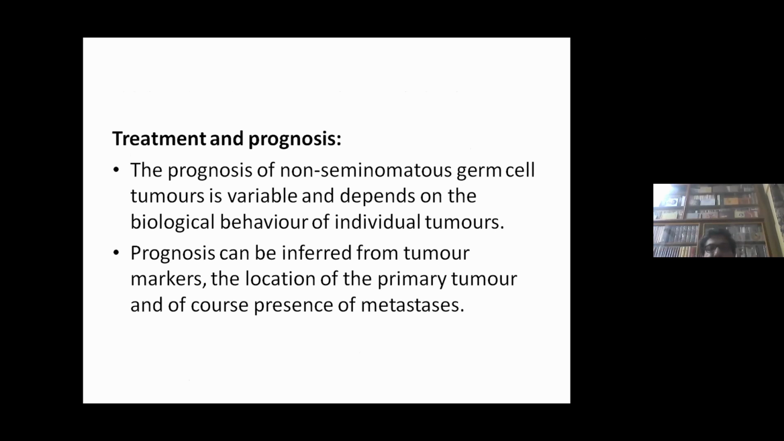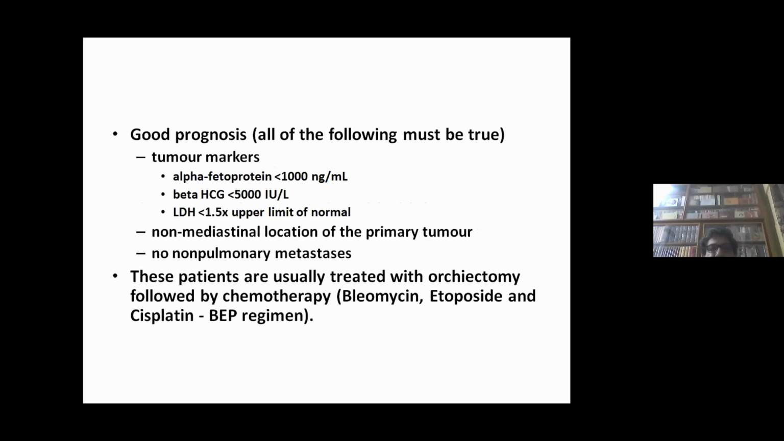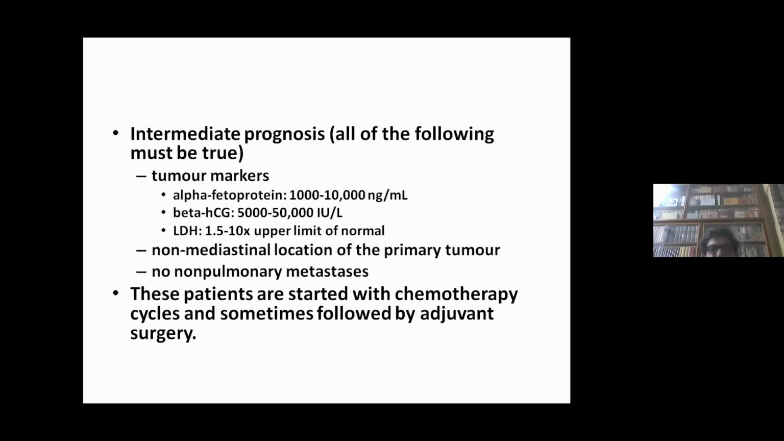Treatment and prognosis. The prognosis of non-seminomatous germ cell tumors is variable and depends on the biological behavior of the individual tumor. Prognosis can be inferred from tumor markers, the location of the primary tumor, and of course, presence of metastasis. Good prognosis: tumor markers alpha fetoprotein less than 1000, beta HCG less than 5000, and LDH less than 1.5 times the upper limit of normal, non-mediastinal location of the primary tumor, and no non-pulmonary metastasis. These patients are usually treated with orchidectomy followed by chemotherapy.